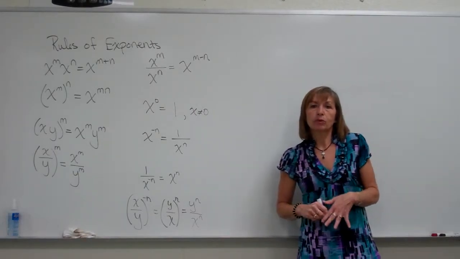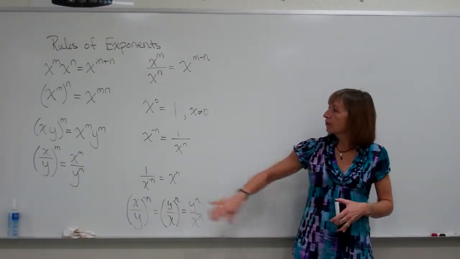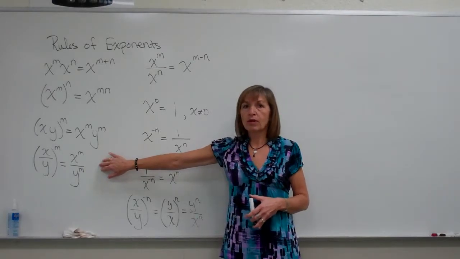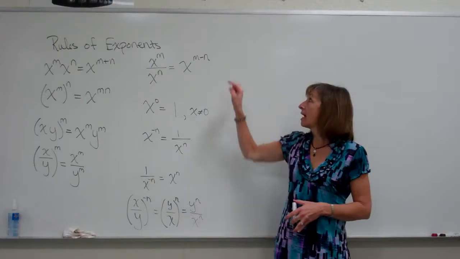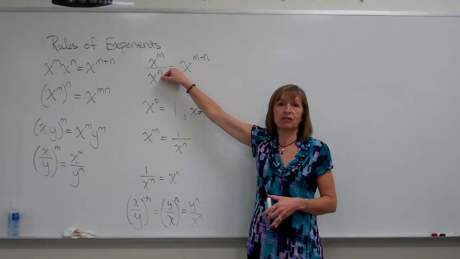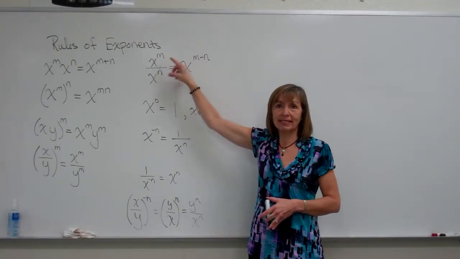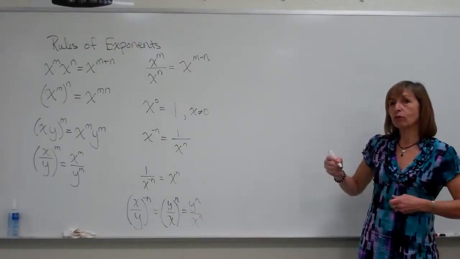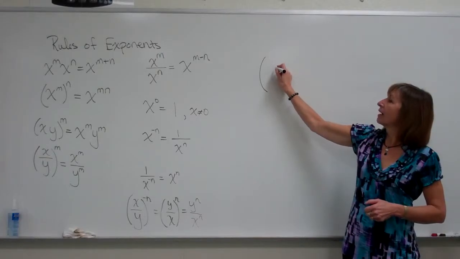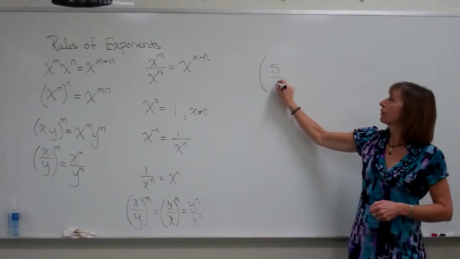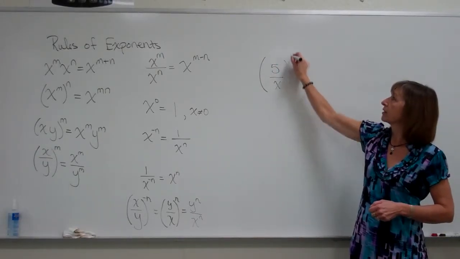We also have a couple rules of our exponents that involve our quotients. Whether I have a quotient that's overall to a power, or whether I have a quotient of two exponential expressions that have the same base. So let's look at if we have a quotient that's overall to a power. Let's say we have 5 over x all raised to the third power.